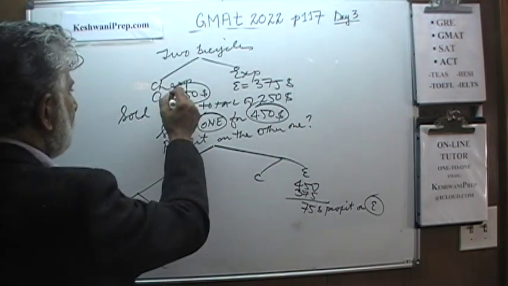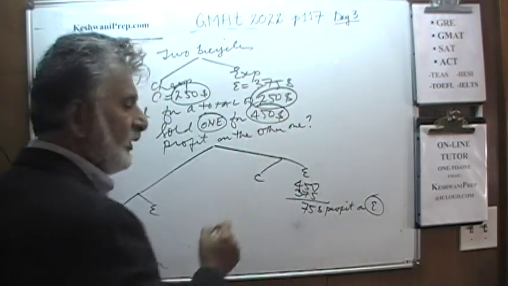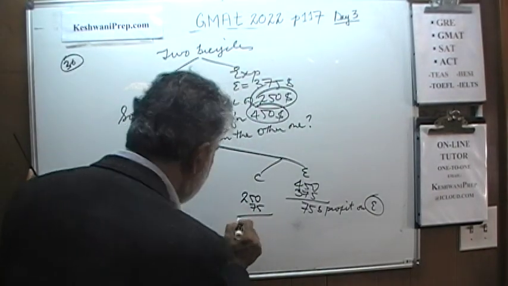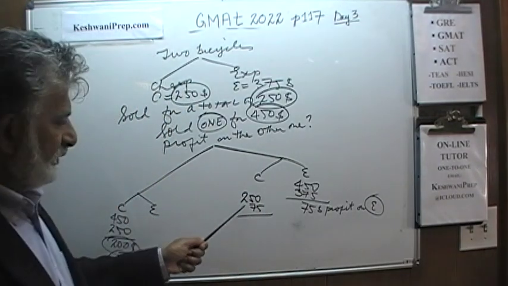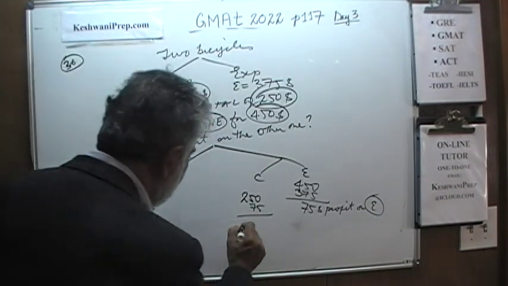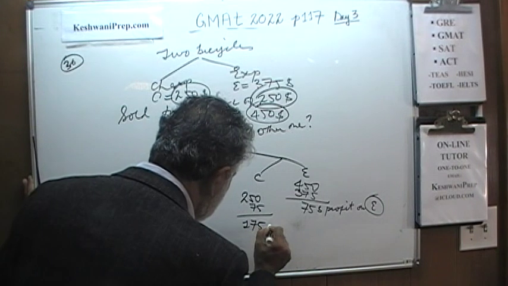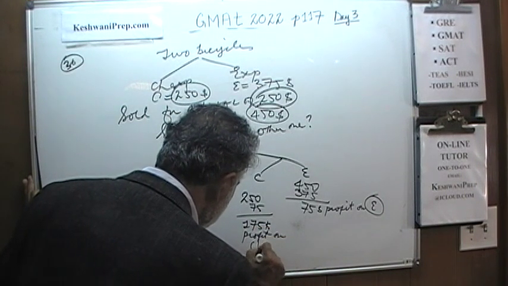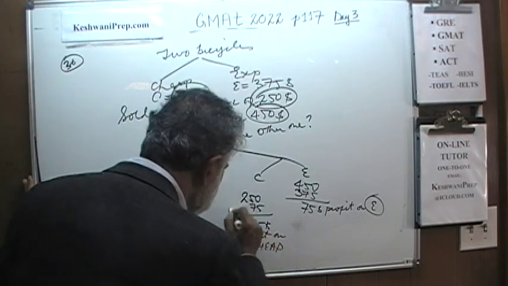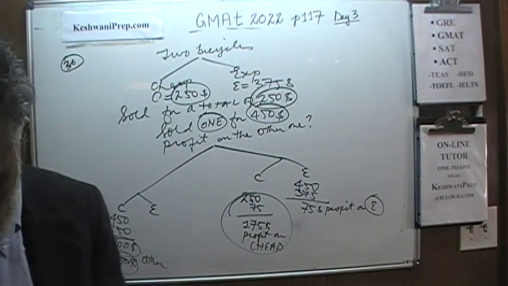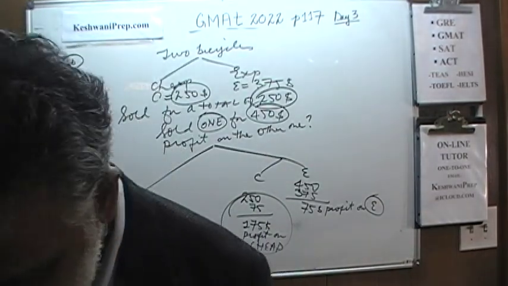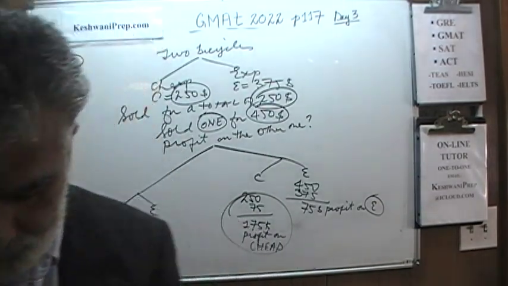Since our total profit is $250, $250 minus $75, well, $250 minus $100 would have been $150, so it's going to be $175. This must be the profit on the cheap one. And $175 is one of the answer choices. Number 37.